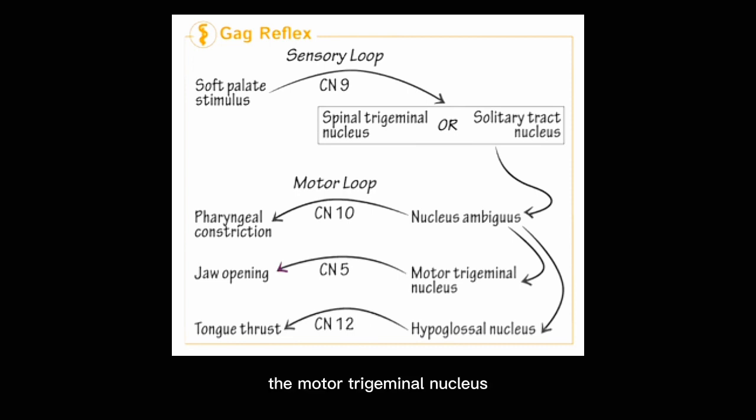The motor trigeminal nucleus stimulates the third part of the trigeminal nerve and causes the jaw opening, that is by the mandibular depression and protrusion. Then the hypoglossal nucleus stimulates the hypoglossal nerve, which in turn performs this action, that is the tongue thrust.